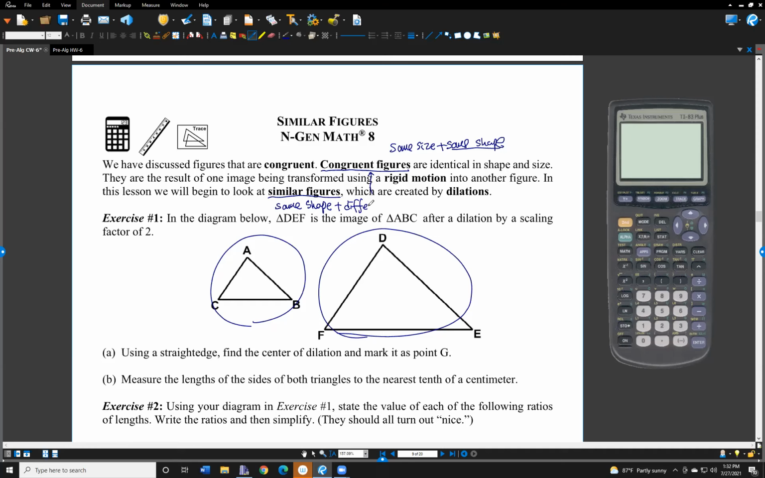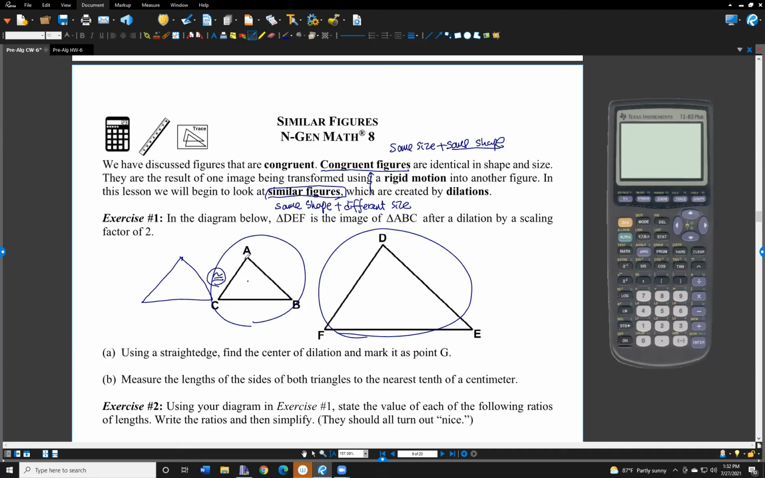But generally we use different size, but it should be the same shape. This is similar. Can you find the difference between these two, congruent figures and similar figures? What are the congruent figures of this one? Exactly the same. We use this symbol for congruent.